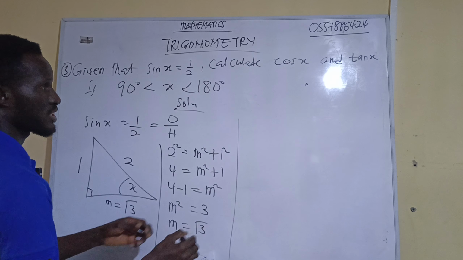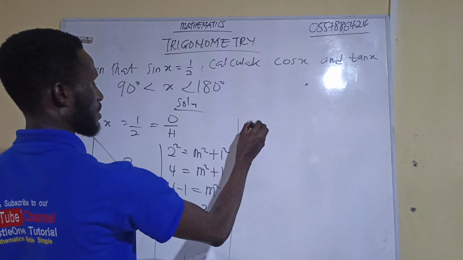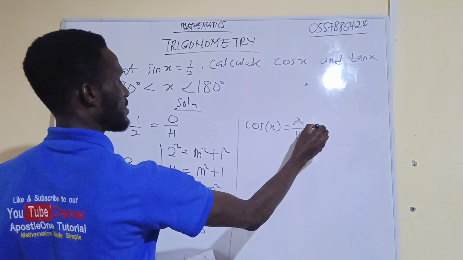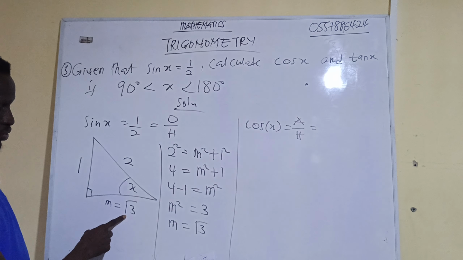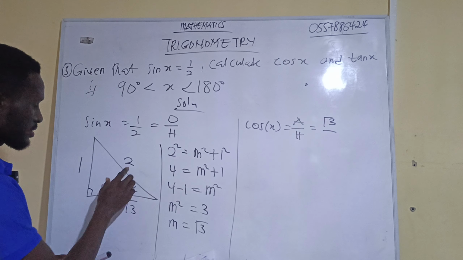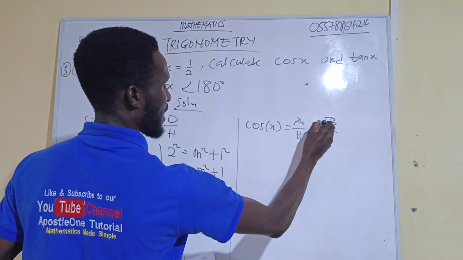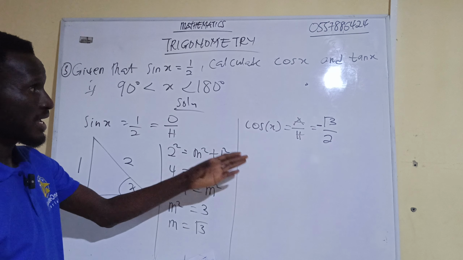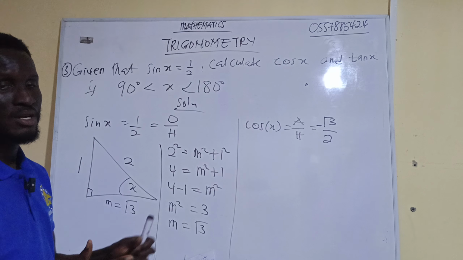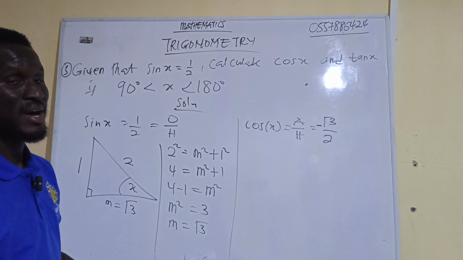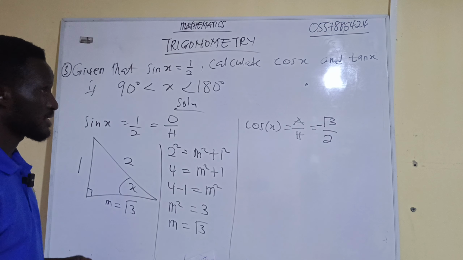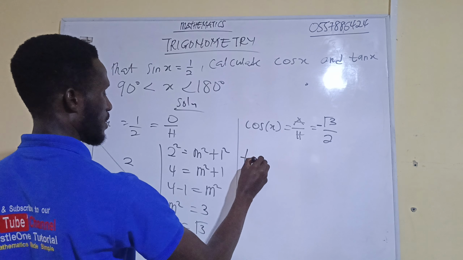Now at this particular point, we can find our cos x. Now what is cos? Cos is adjacent over hypotenuse. And then our adjacent here is root 3. Our hypotenuse is 2. Now don't forget that the cos is supposed to be negative because it is in the second quadrant, between 90 and 180. Don't forget the second quadrant is the same as what? It's the same as obtuse angle. Yes.